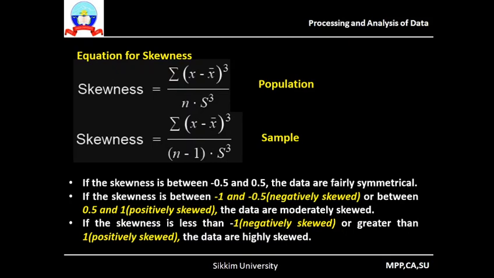Again, if it is between minus 0.5 and 0.5, it is considered to be fairly symmetrical. If it is between minus 1 and minus 0.5 in case of negatively skewed, and 0.5 and 1 in case of positively skewed, then it's considered to be moderately skewed. And if it is less than minus 1 in case of negatively skewed and greater than 1 in case of positively skewed, then it's considered to be highly skewed. So these are the different interpretations of values of skewness.